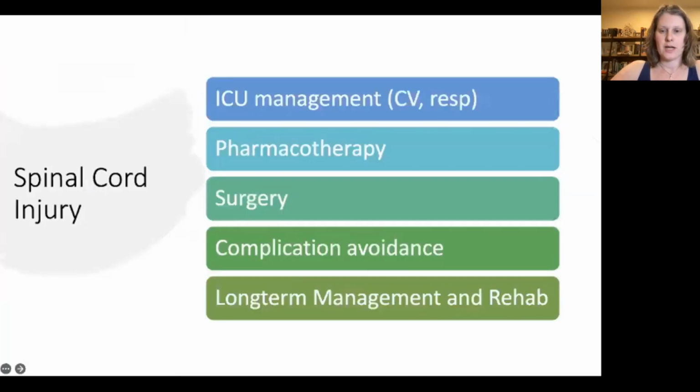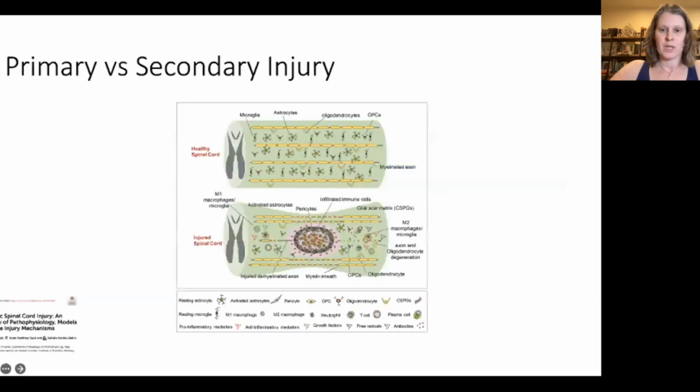So we'll talk about 5 main domains of spinal cord injury management tonight. The first 4 are in the more acute and subacute phases. The last one is primarily regarding long-term management of people with spinal cord injury, and I'll talk about some of my favorite kind of surgery to do, so you'll get to see a little bit of that.